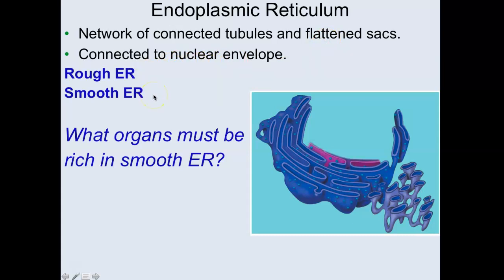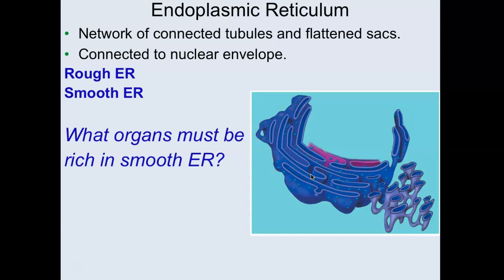Look at your outline. What is rough ER? Rough ER is studded with ribosomes. So you see this picture here where you have these light blue dots everywhere. That light blue dot is a ribosome. So their ribosomes are tiny and they are all on this ER membrane, which is why this is called rough ER, because if you took a picture of it, it would look rough because of ribosomes.